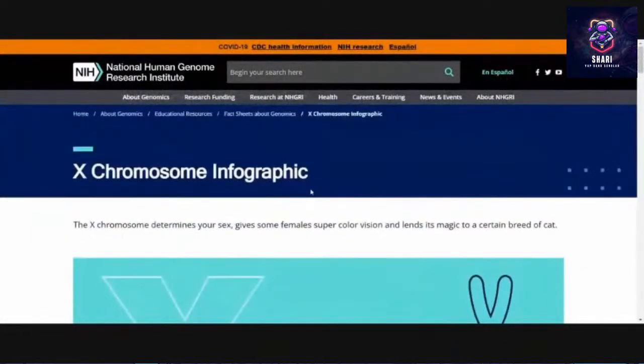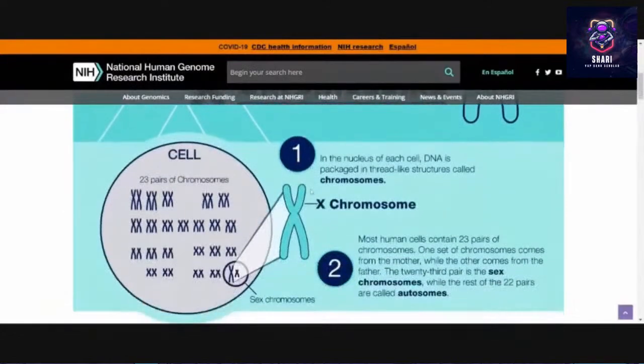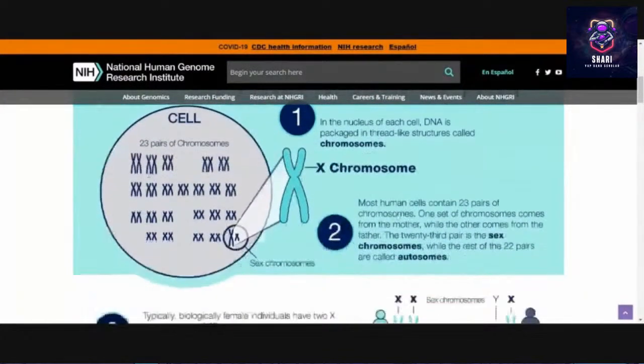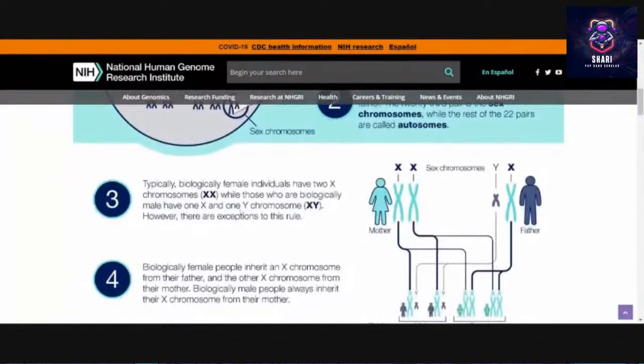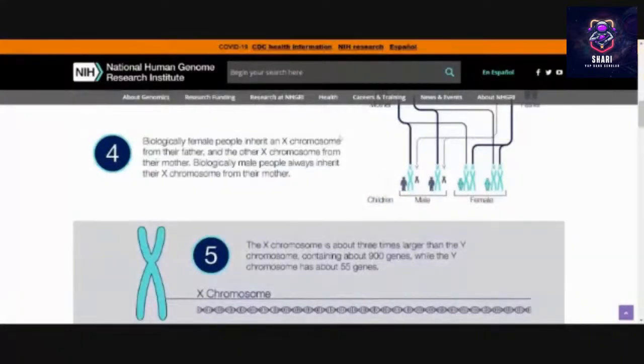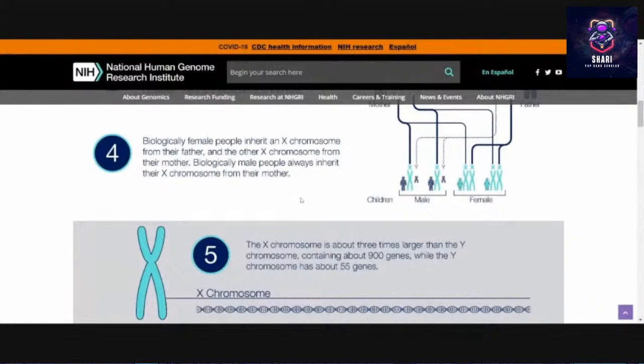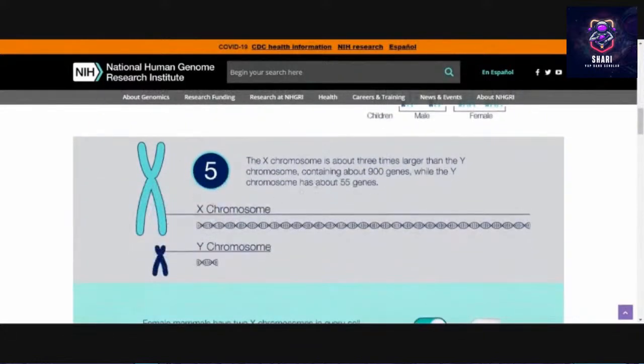The infographic for the X chromosome. All right. And it's the same first two, right? The only difference is number 3, that typically biologically female individuals have 2 X chromosomes. We already went over how they inherit the X chromosome from their father and from their mother, but the haplogroup comes from the X chromosome that you get from your mother, not your father. So I just want to make that caveat, and I will go into detail on that when I explain haplogroups. We've already read how the X chromosome is about 3 times larger than the Y chromosome.